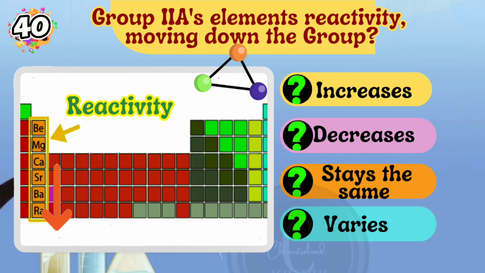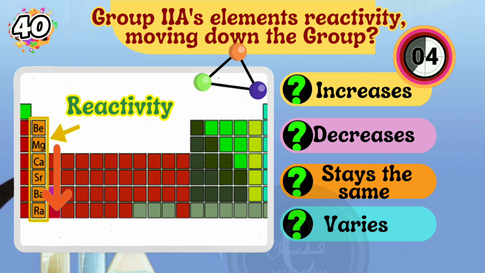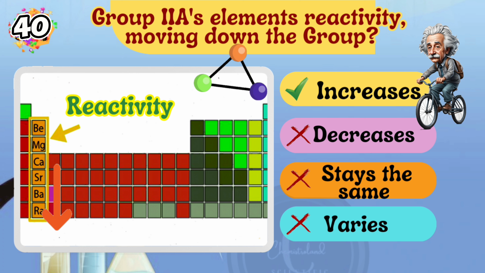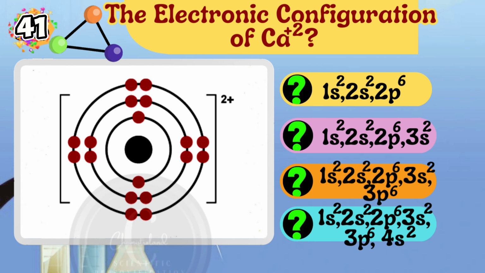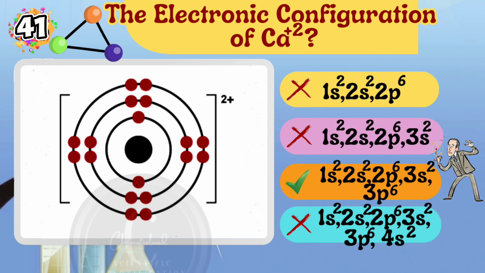What about group 2A's elements reactivity moving down the group? Reactivity increases down the group. The electronic configuration of calcium ion is 1s2, 2s2, 2p6, 3s2, 3p6.